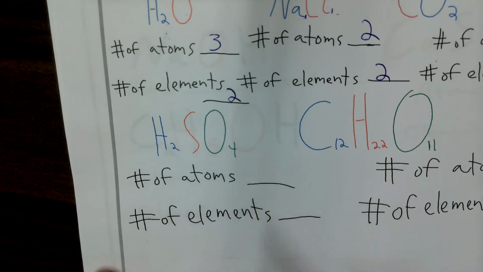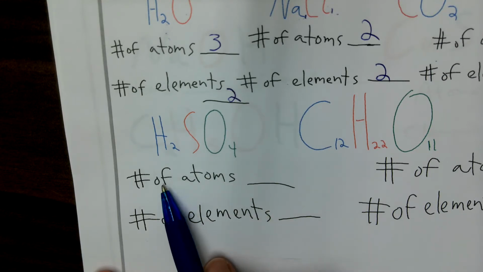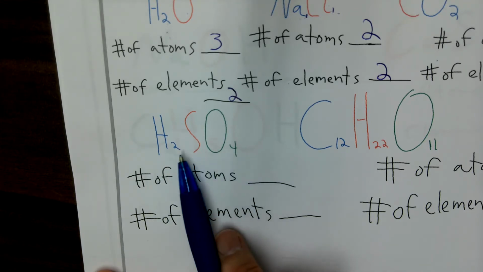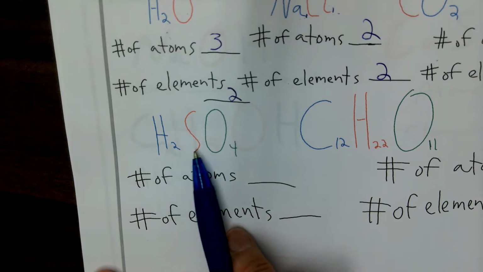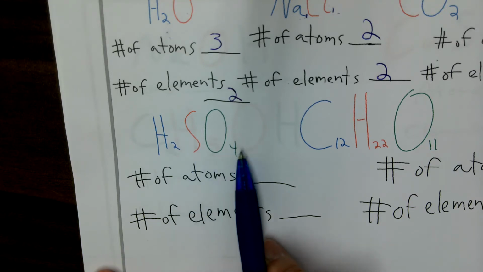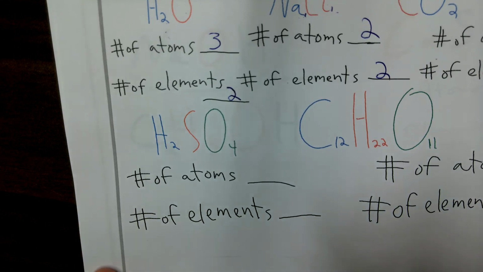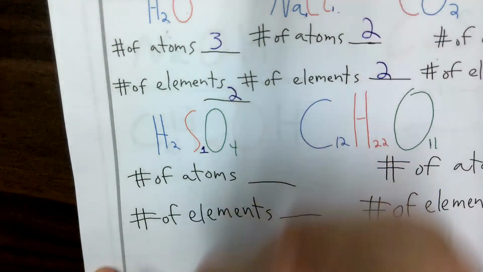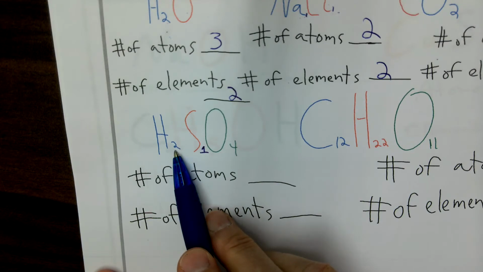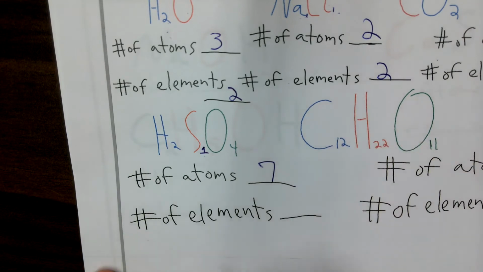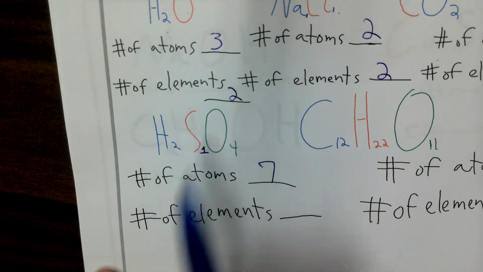H2SO4. This time we'll start with the number of atoms. How many hydrogen? How many sulfurs? How many oxygens? Notice how scientists don't write 1 when there's only 1 atom in that compound, but there's 1 here. I'm just writing it in for teaching purposes. 2 plus 1 is 3, plus 4 is 7. 7 total atoms. Remember the rule, count the capital letters. 1, 2, 3. 3 elements.